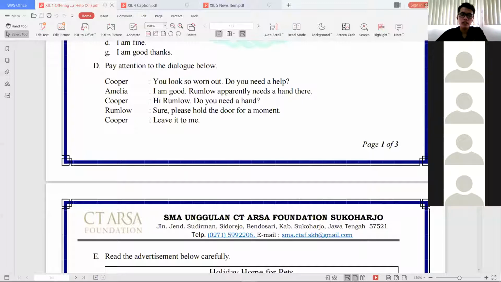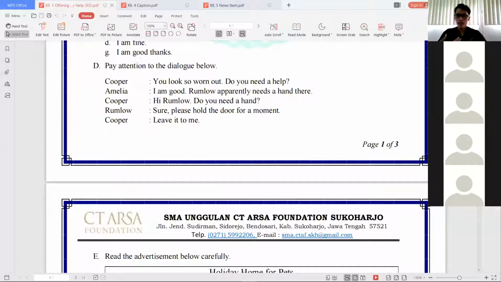And then Cooper says, "Hi Ramlo, do you need a hand?" Do you need a hand, in this case, is not a literal hand, but more of a help. Do you need help? And then Ramlo says, "Please, sure, please hold the door for a moment."